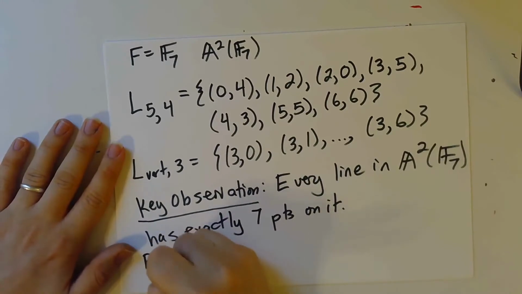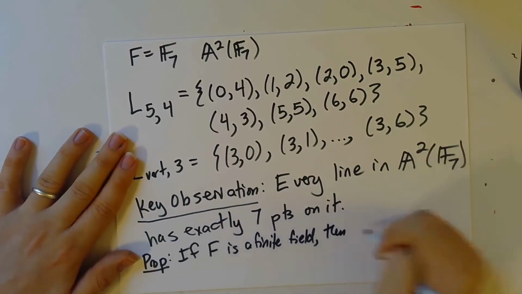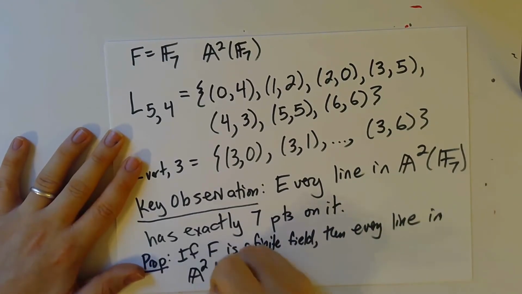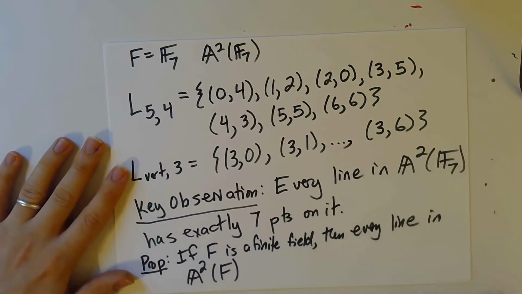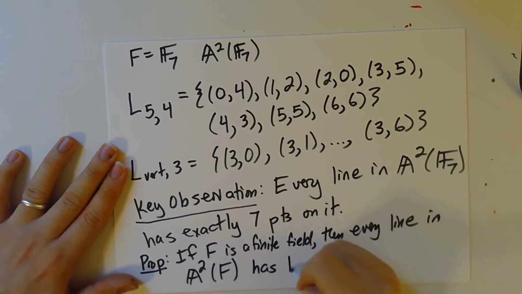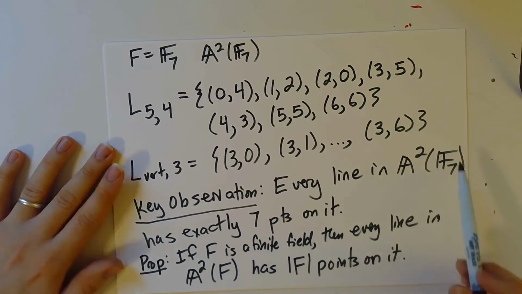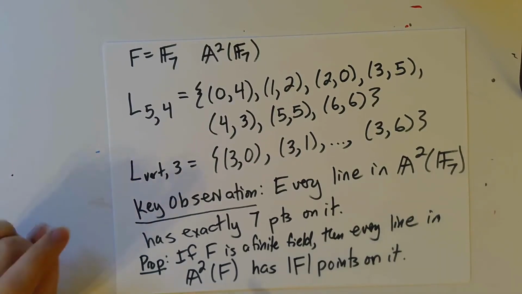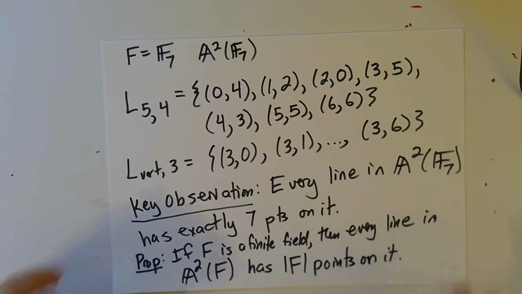More generally, you can prove the following proposition. If F is a finite field, then every line in A2F has exactly the number of elements in F points on it. So if your field has, say, 25 elements, then every line in that affine plane is going to have 25 points on it.